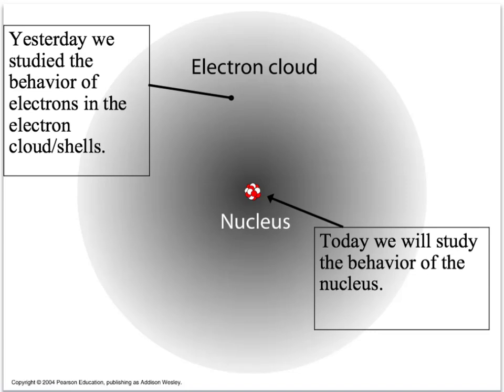Tonight's topic does not necessarily fit in the optics unit. However, it is on the AP exam, and this seems like the most logical place to talk about it, because yesterday we talked about the behavior of electrons in the Bohr model of the atom, and today we're going to talk about what we know about the nucleus of an atom and how the nucleus of atoms often behave.